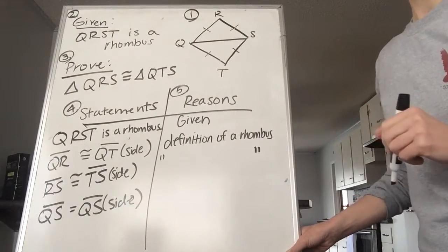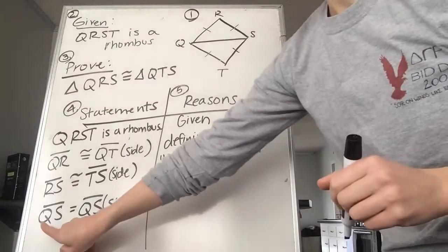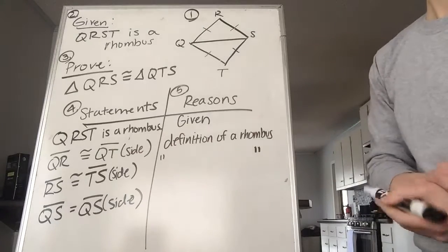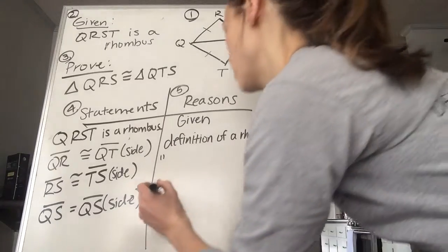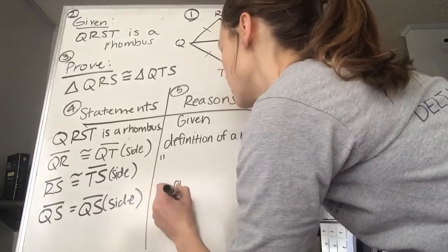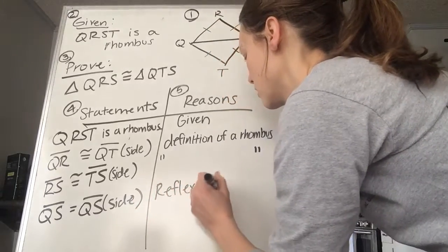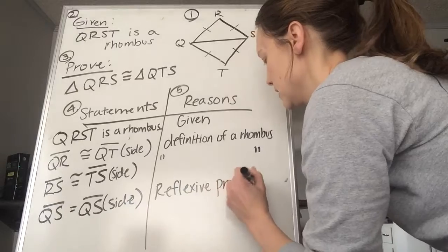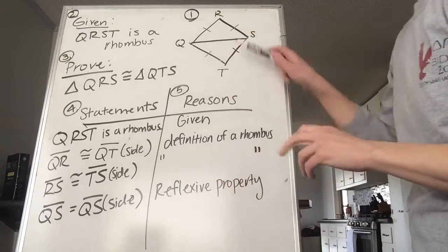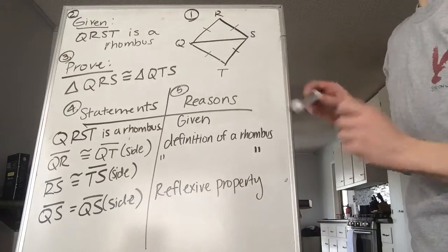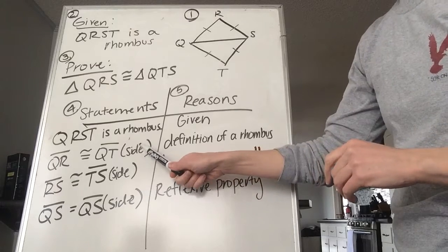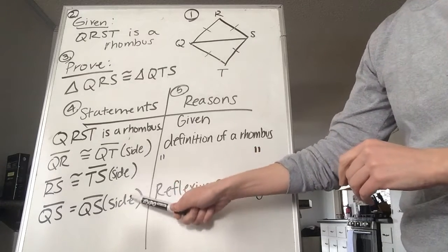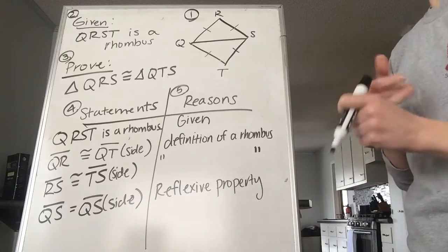Now, what allows me to state that? What does that look like? Which property? QS is equal to QS. Remember we said A is equal to A? It's called the reflexive property. So the reflexive property lets me state that QS is equal to QS, or this is equal to itself. So then I've proven that this side is equal to this side, this one's equal to this one, and this one is equal to this one. So I have a side, side, side.